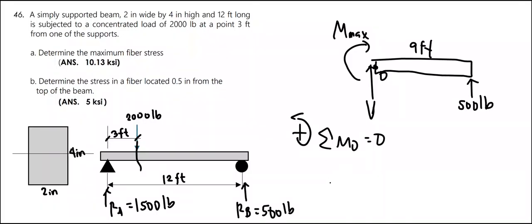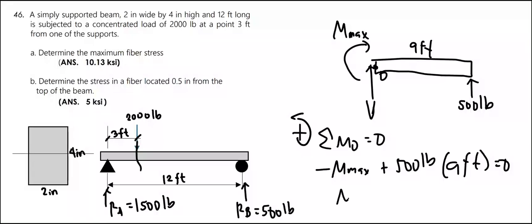Counterclockwise to be positive, we have negative M max plus 500 pounds times 9 feet equal to 0. We get M max equal to 4,500 pound-foot. And that is our maximum moment.